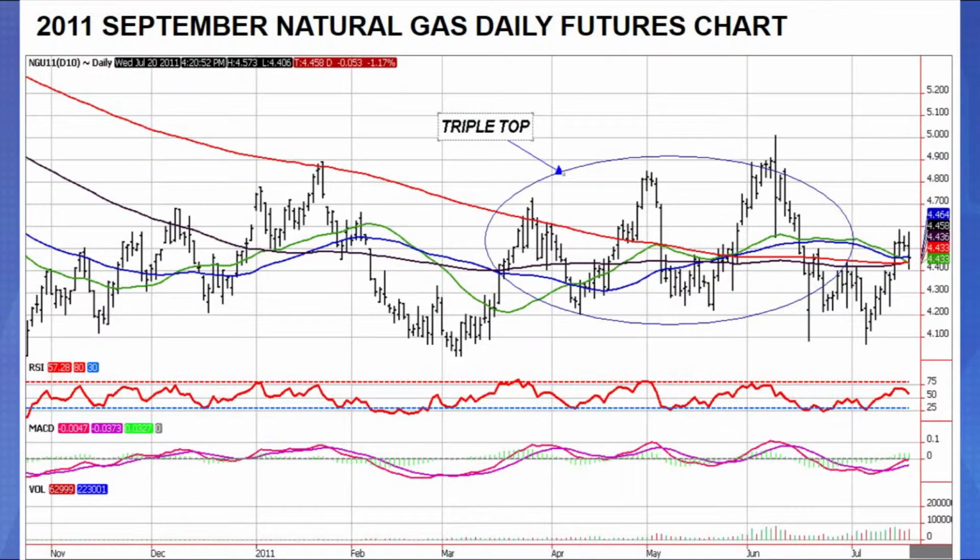So here's an example with the 2011 September natural gas daily futures chart, and this one clearly you can see the triple top. It doesn't necessarily show you that this thing is breaking below that support plane, more or less going sideways as the moving averages start to flatten out, but that's a classic triple top there.